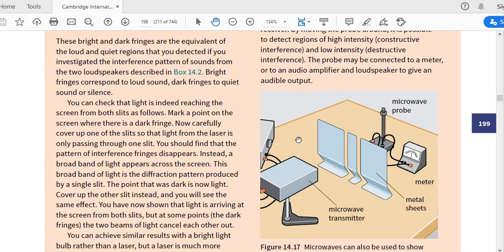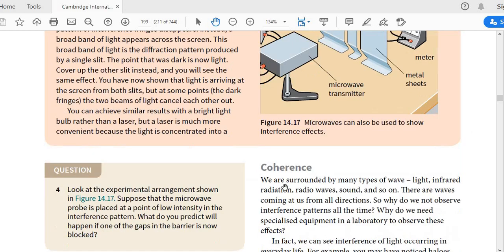Okay, and when they interfere, we will learn using the principle of superposition that there will be areas where there will be no displacement and areas where there will be maximum displacement. Okay, so we will see those details.